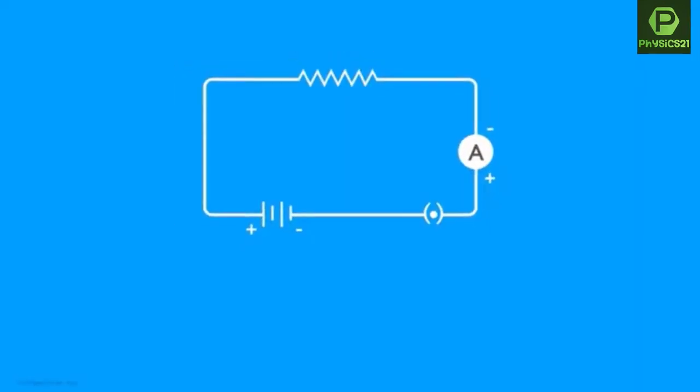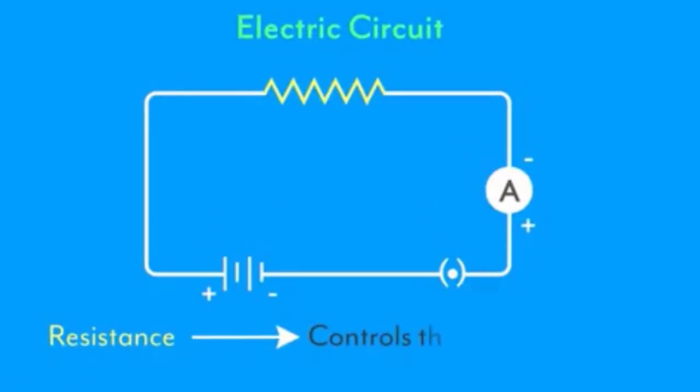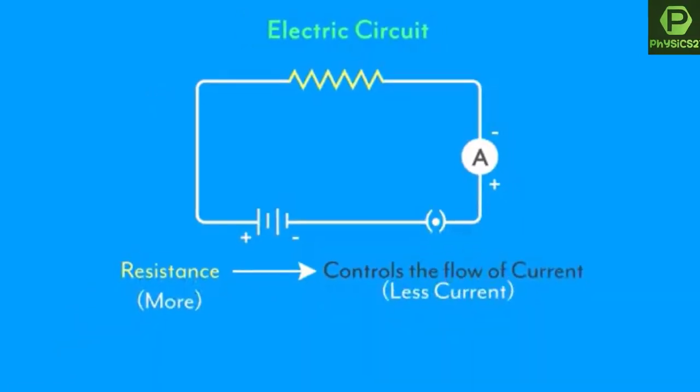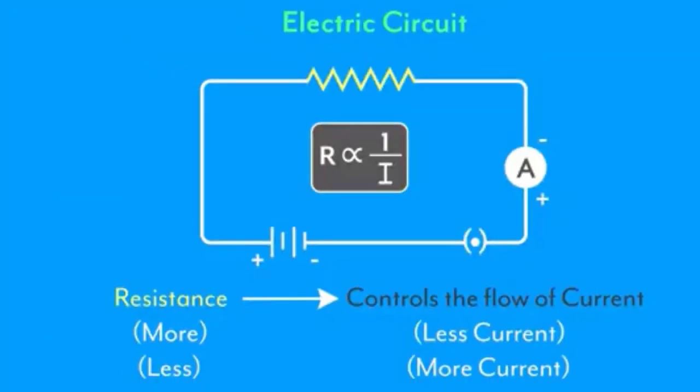Remember what resistance is in an electric circuit? It is something that controls the flow of current. If it's more, then the current reading will be lower, and if it's less, then the current reading will be higher. It's inversely proportional to the current. Let's talk a bit more about resistance.